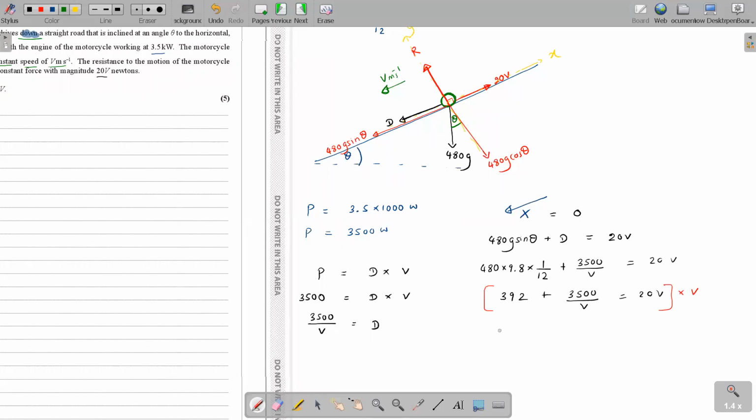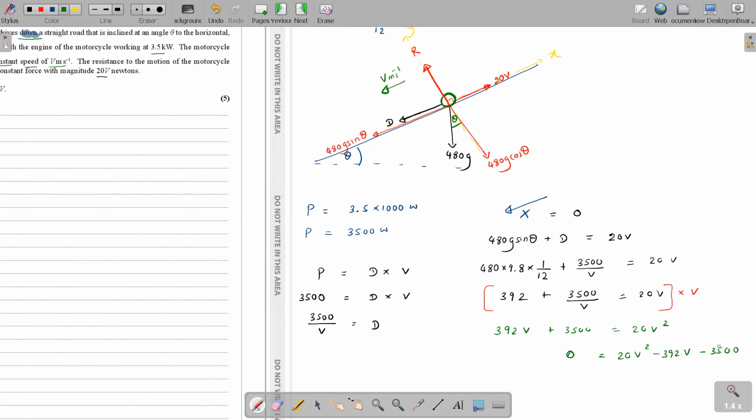So let's multiply. What do you get here then? 392V plus 3500 over V into V, that V cancels. And here you get 20V square. So it's actually going to end up giving you a quadratic equation. Do you agree? Yes. Take everything to one side: 0 equals 20V square minus 392V minus 3500.